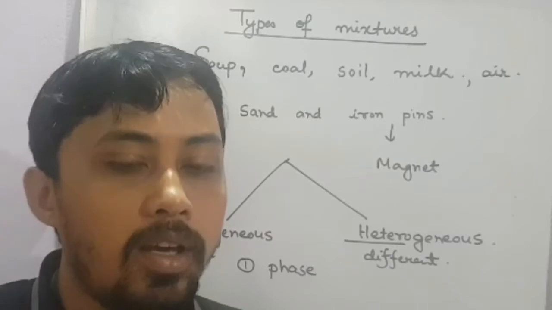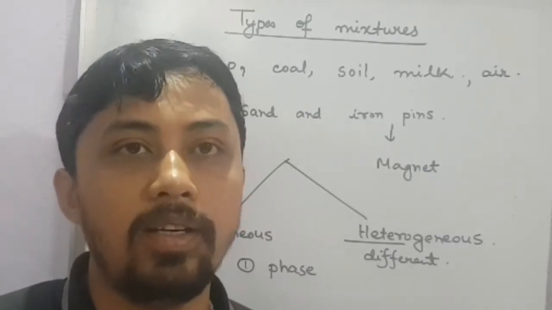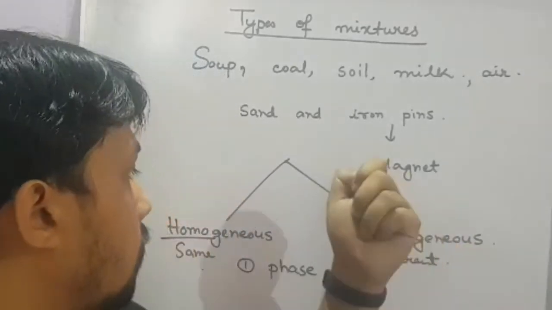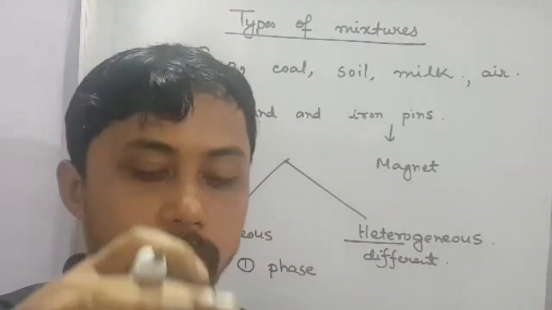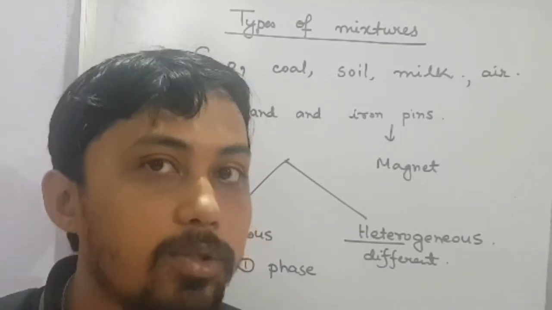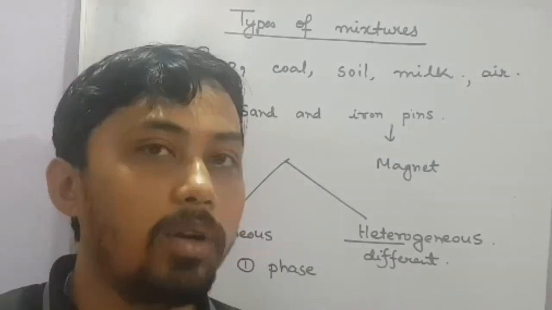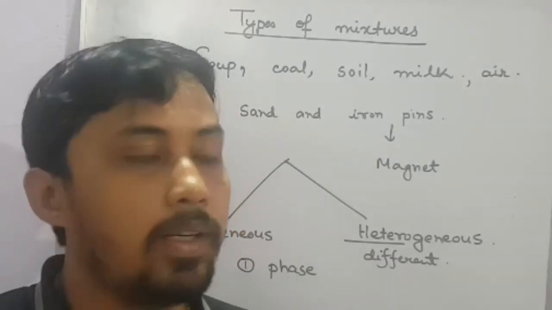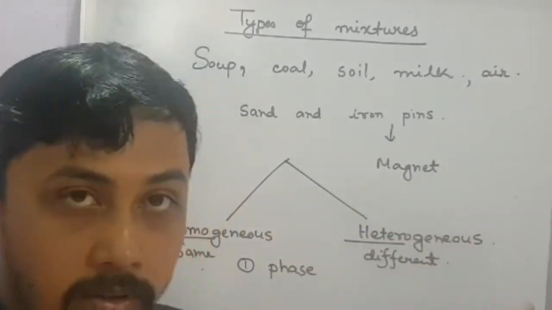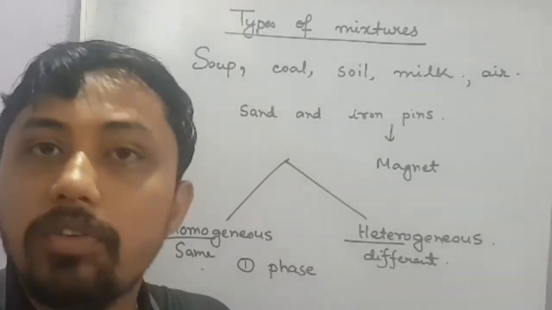Getting my point or not? From the outside, it should appear like one thing only, right? So that becomes a homogeneous mixture. For example, if you take some amount of water and dissolve some salt into it, from the outside it looks like water only. You can't see the salt, right? So it is also an example of a homogeneous mixture. Now, what is a heterogeneous mixture? It should have different phases. For example, sand and iron pins, different phases, right?